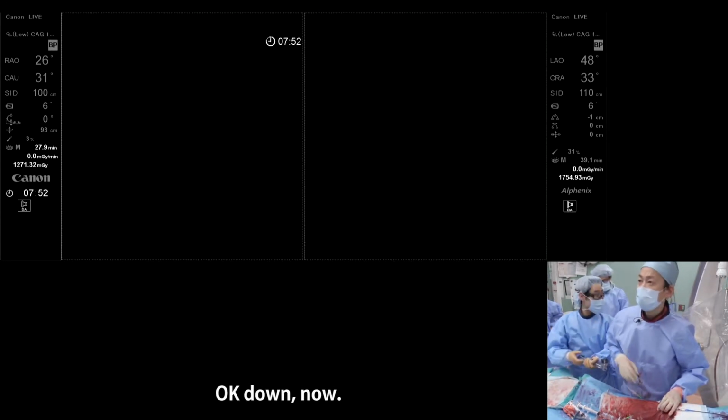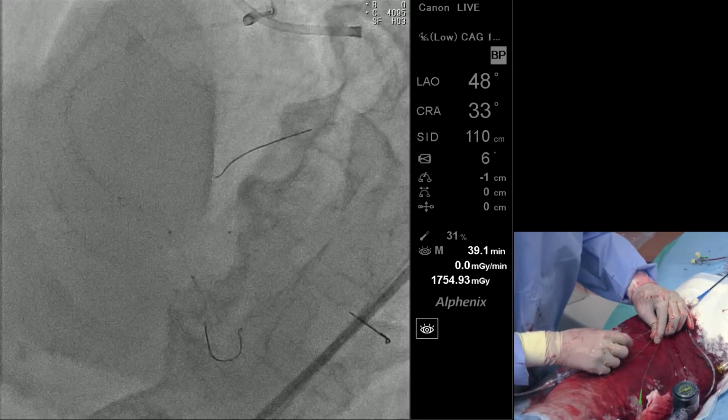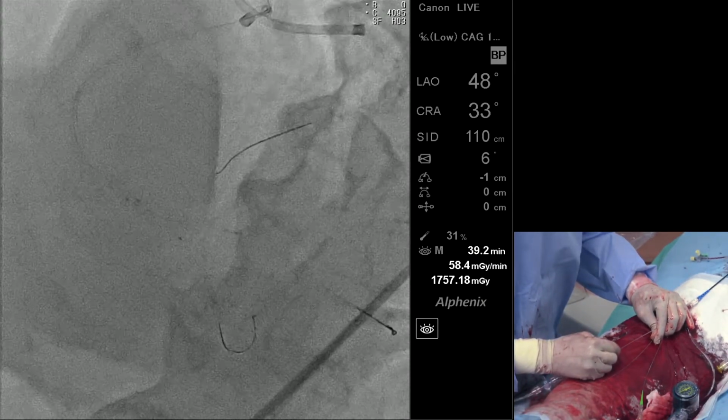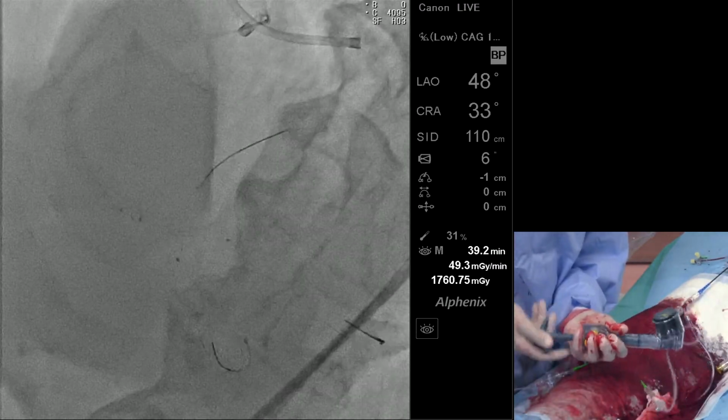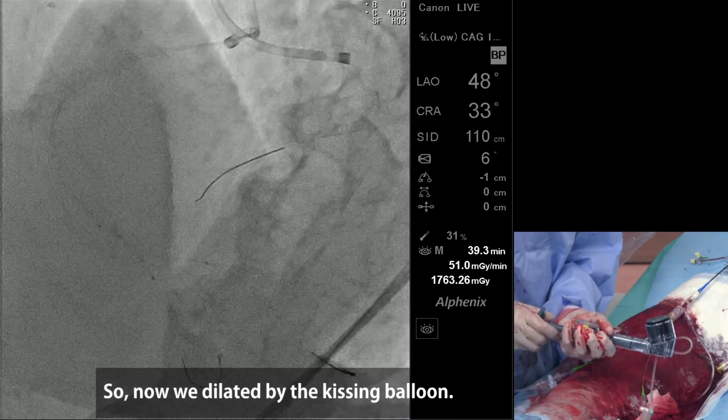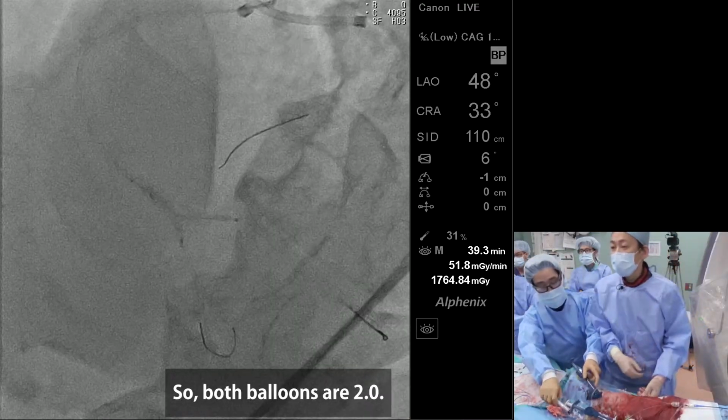So now we dilated with the kissing balloon. So both balloons are at 2.0.